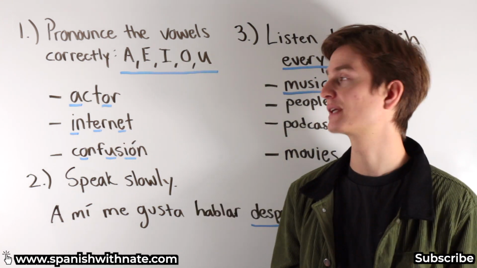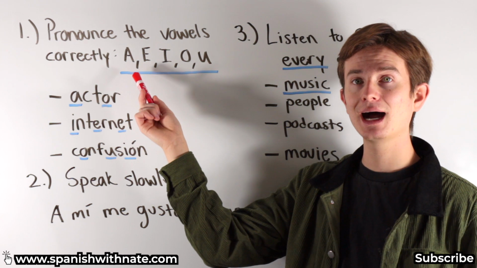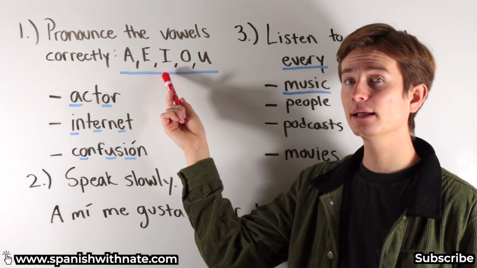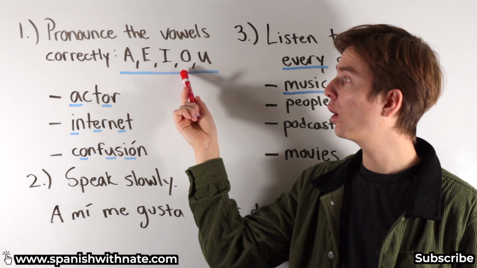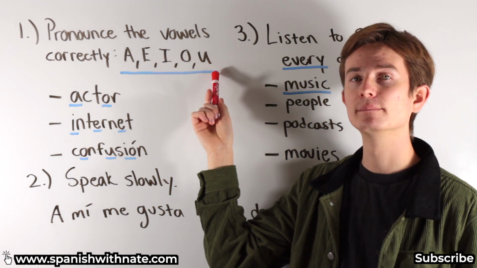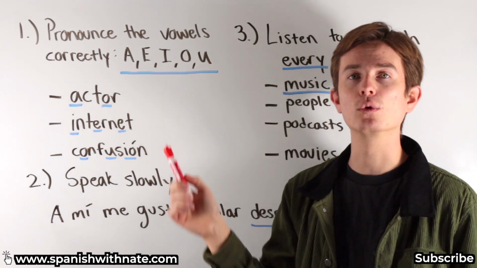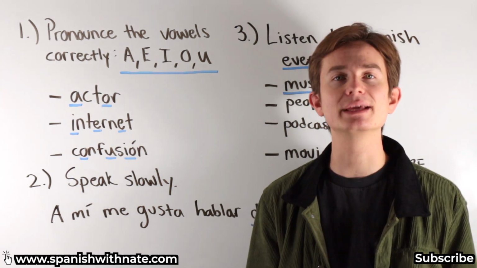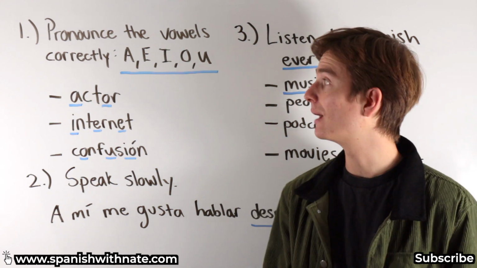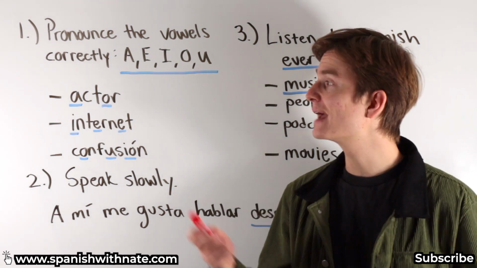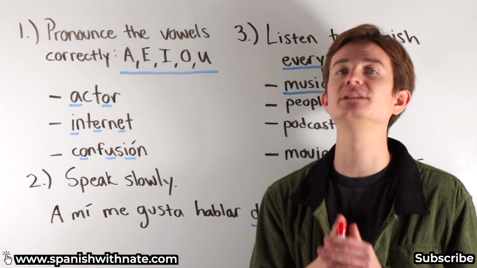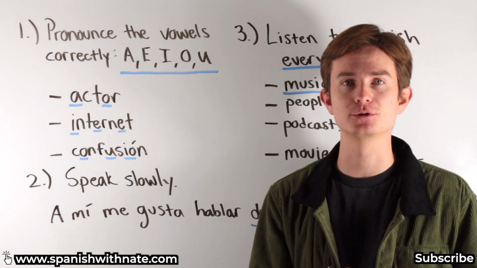Okay, so let's repeat those, okay? Say them with me. A, E, I, O, U. Alright, now this might seem super simple. You're like, Nate, this is so easy. You know, why do I need to know this? Well, I'm telling you right now, if you get these mastered, your Spanish accent is already going to be so much better. I can promise you. Okay?